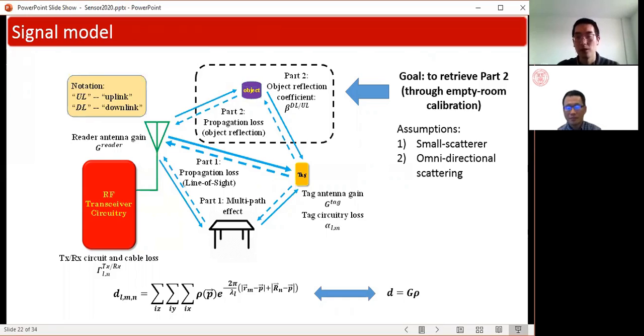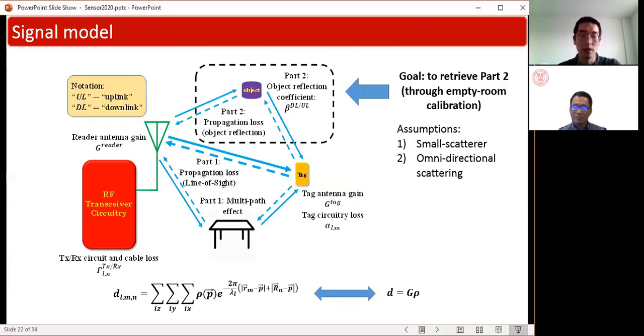Two assumptions are made. The first one is that the object is very small, and the other is that the object reflects the incoming signal into all directions. With the signal model and the assumptions in mind, we can formulate the problem by regarding the received signal as the summation of all the signals reflected from object in the captured volume. The problem can be discretized into matrix form.